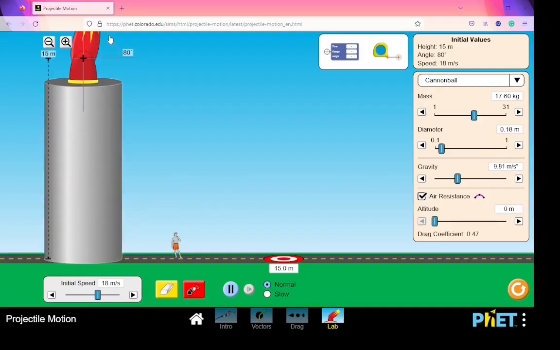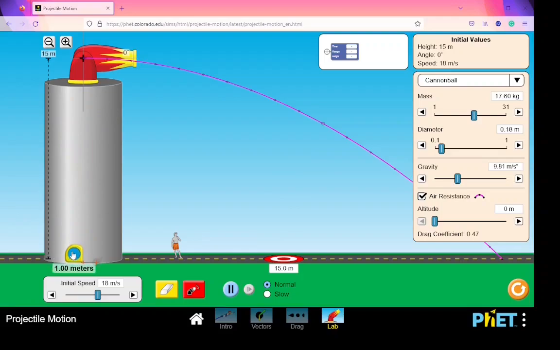Then what we're going to do is take them all the way up to 15 meters. You don't need to measure with the tape measure for the vertical component because it just tells you what it is right here. It's at a height of 15 meters. And so now we shoot and then measure the range. We just shot it from a height of 15 meters.